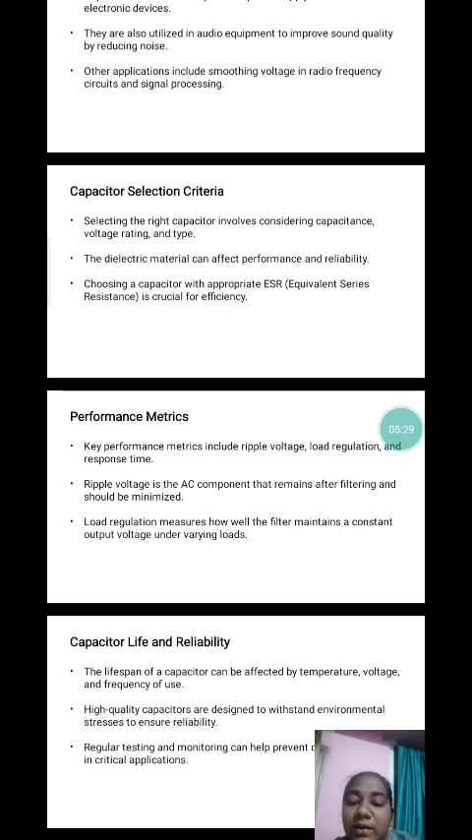Performance metrics. Key performance metrics include ripple voltage, load regulation, and response time. Ripple voltage is the AC component that remains after filtering and should be minimized. Load regulation measures how well the filter maintains a constant output voltage under varying loads.